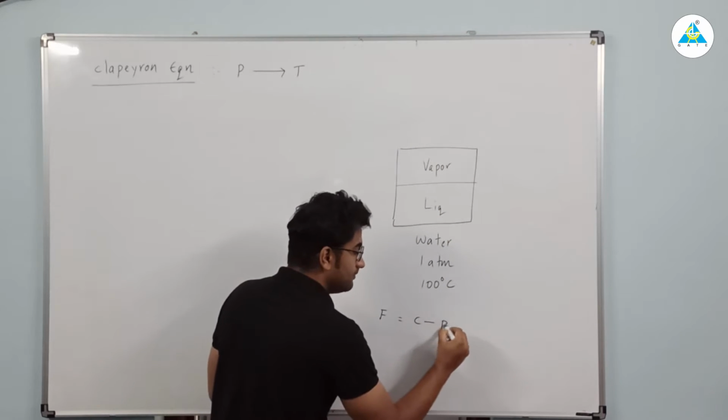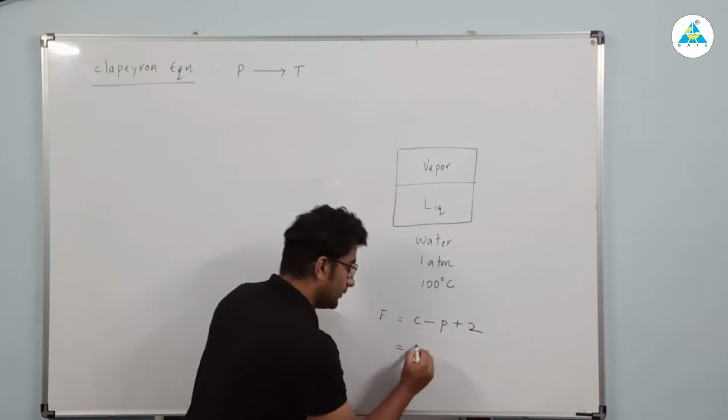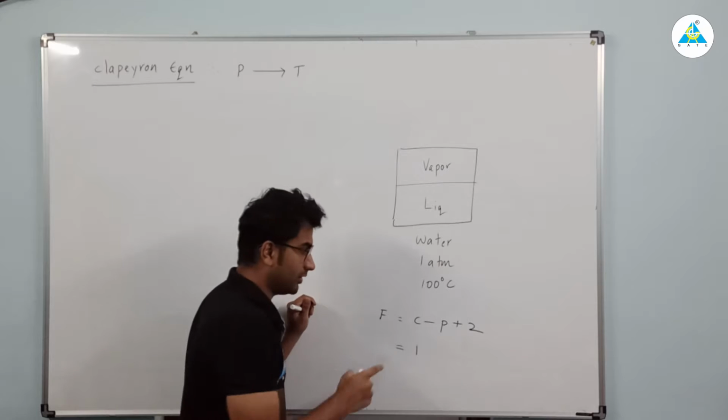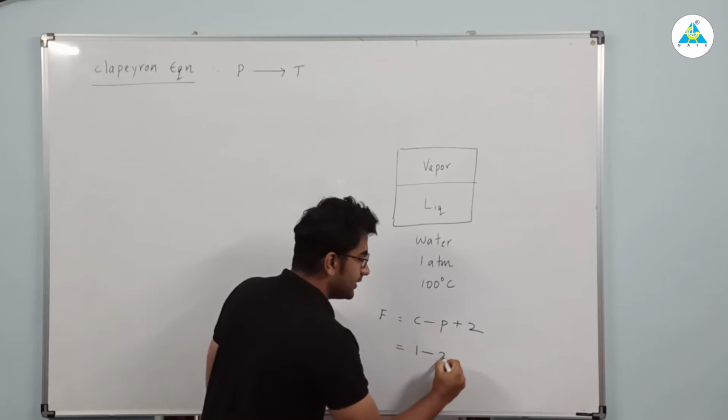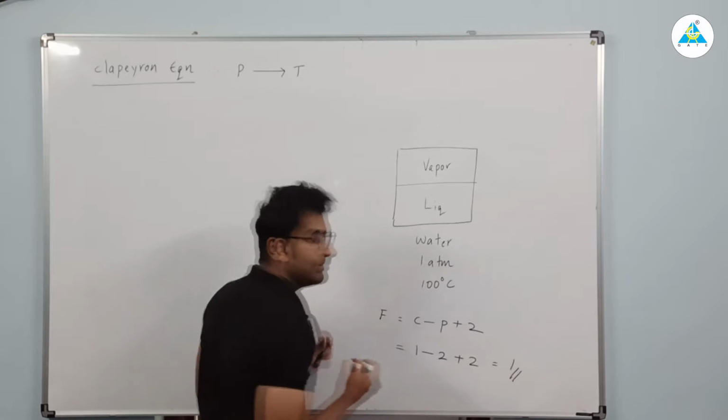C minus P plus 2. How many components are there? One component, that is pure water. How many phases are there? Phases are 2, plus 2. So what is the meaning? Degree of freedom is 1.